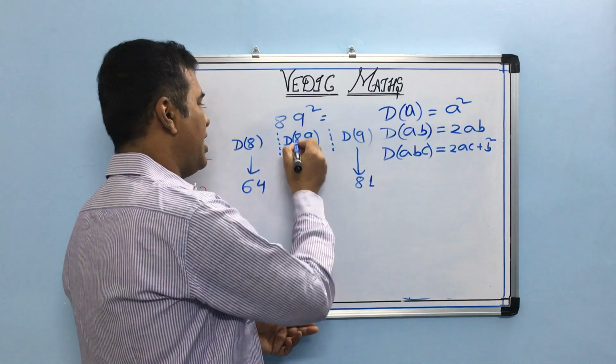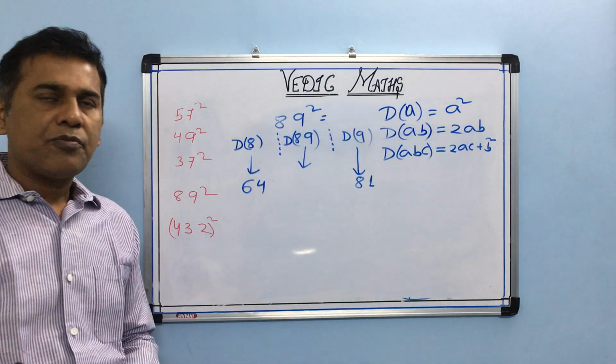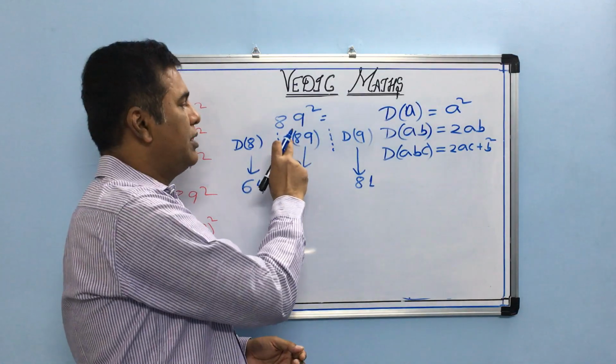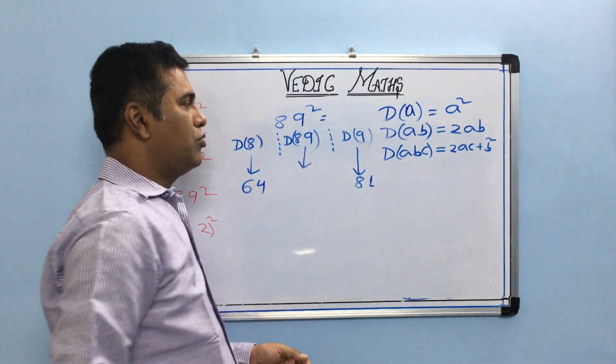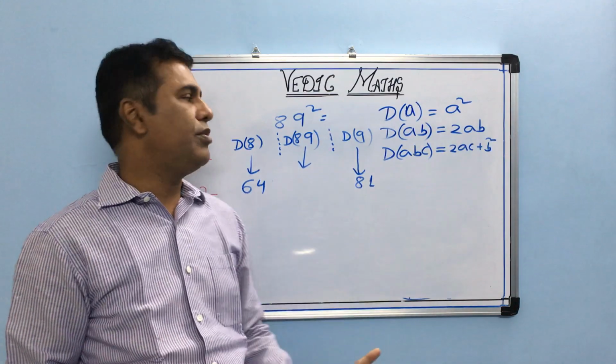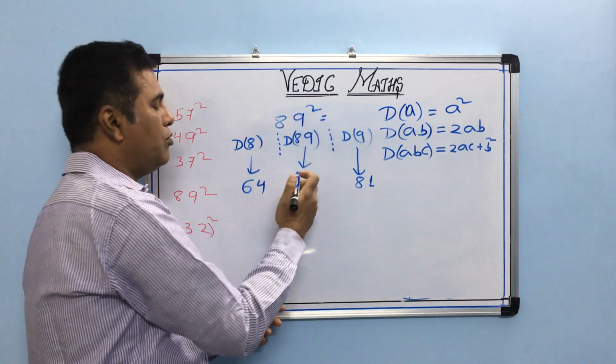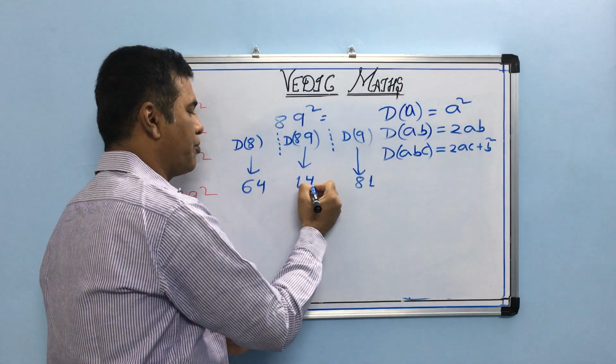And duplex of 89. So 8 into 9 will be 72, and 72 into 2. For a 2-digit number, duplex means 2AB. So 8 into 9 is 72, 72 into 2, that will be 144.